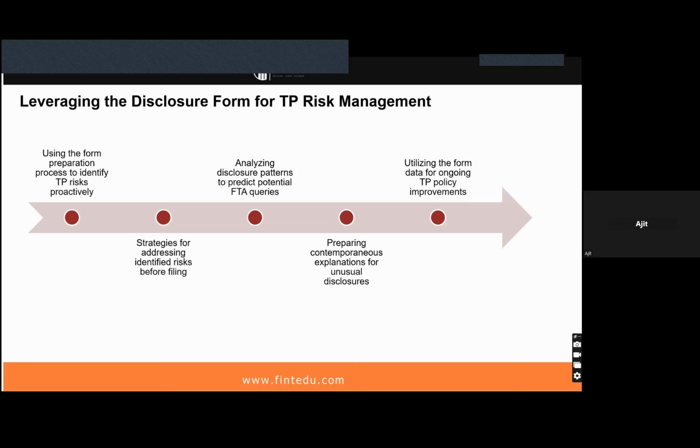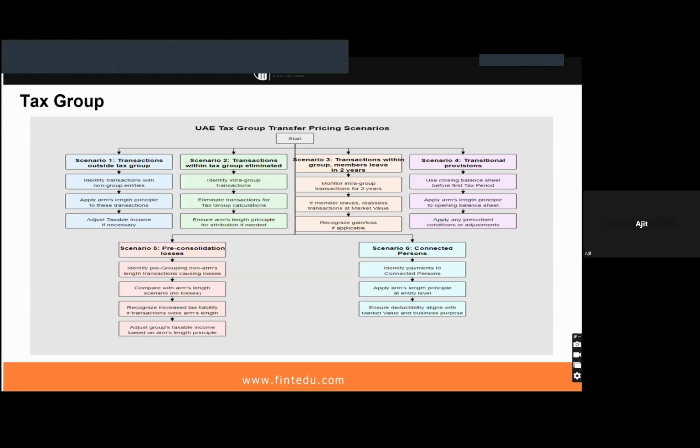I'll not go into this slide. We already discussed this disclosure form. I would say a disclosure form is useful from a risk management perspective, both for taxpayers and the tax authorities. It will definitely help in reducing your overall effort for the local file and streamlining all the related party transactions.